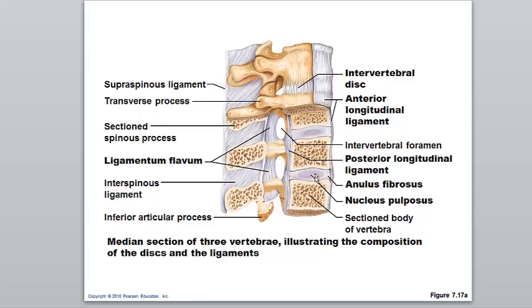These discs have 2 portions. One is the outside annulus fibrosus, and the other one is the inside nucleus pulposus. The nucleus pulposus is a soft, cushiony area. Annulus fibrosus is a tough area, and it makes sure that the nucleus pulposus stays inside. When this disc comes out of its normal alignment is when you have a slipped disc. And that's what we call a slip disc.